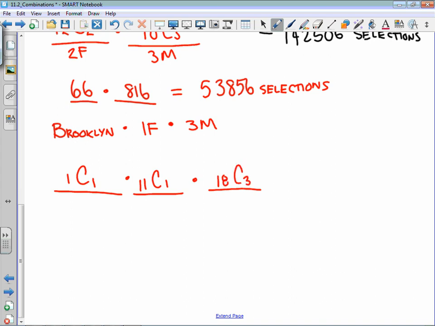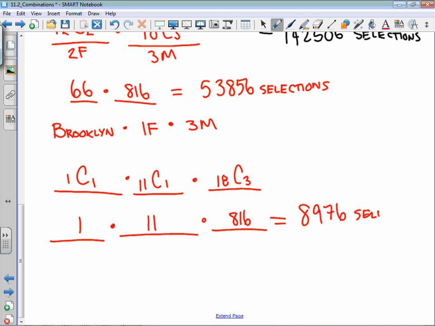1 choose 1 is 1. 11 choose 1 is 11. There's basically just 11 different people that can be selected. And then from above, 18 choose 3 was 816. When I multiply those by each other, so 1 times 11 times 816, I get that there are 8,976 different selections.